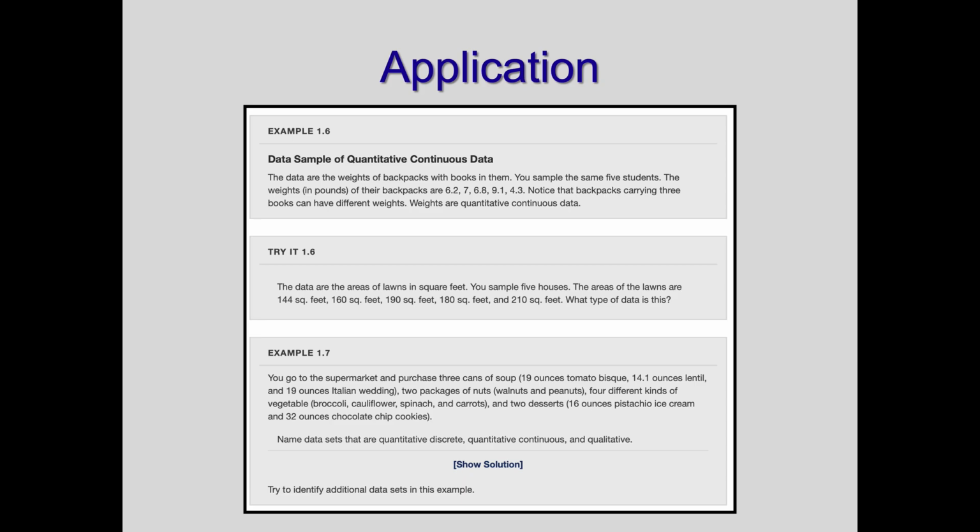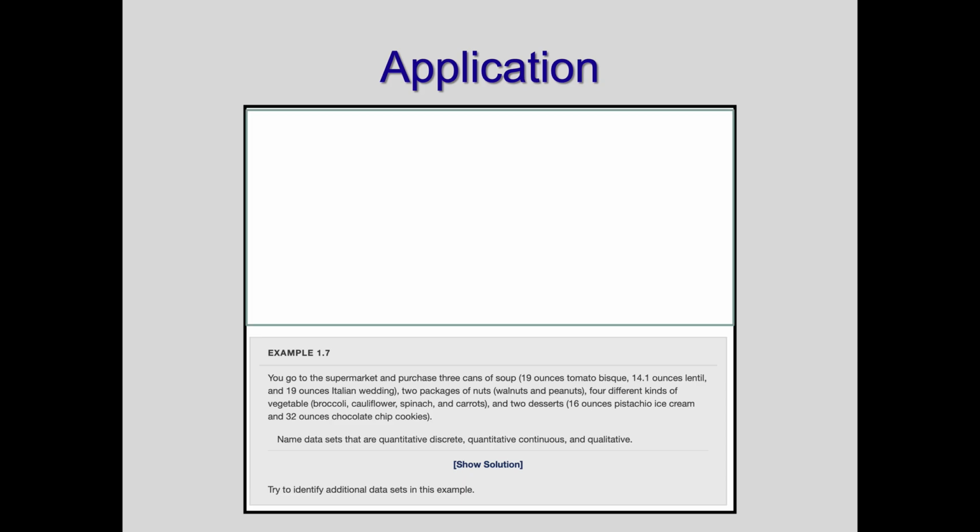And example 1.7. You go to the supermarket, you purchase 3 cans of soup, 19 ounces of tomato bisque, etc., etc. Name the data sets that are quantitative, discrete, continuous, and so on and so forth. I'm going to give you a minute to do that, or a couple of minutes to do that. I'll start it quickly on the machine, on the video.